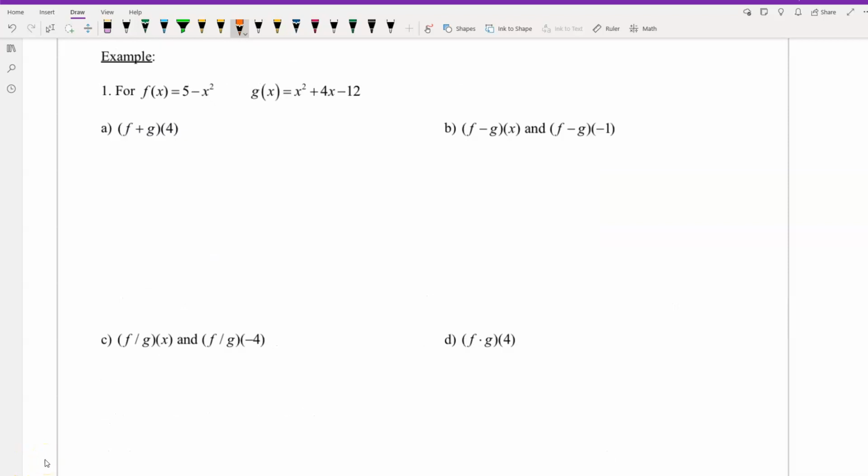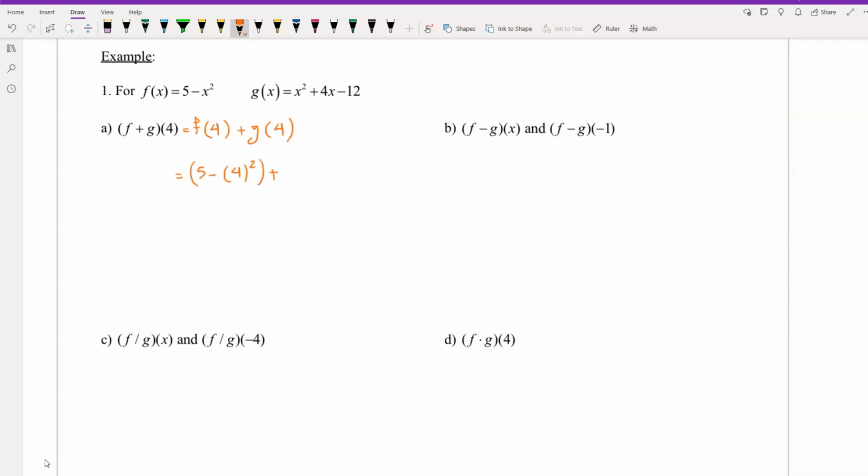Example: f of x equal to 5 minus x squared and g of x equal to x squared plus 4x minus 12. Find part A, f plus g of 4. So this is equal to f of 4 plus g of 4. So this is equal to, using this function f, instead of x, we have to use 4. This is equal to 5 minus 4 squared.